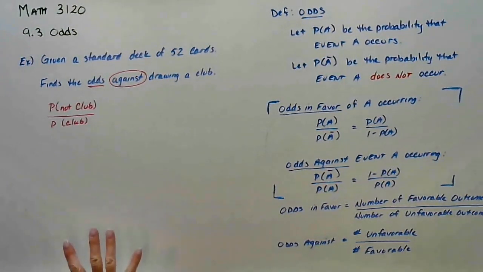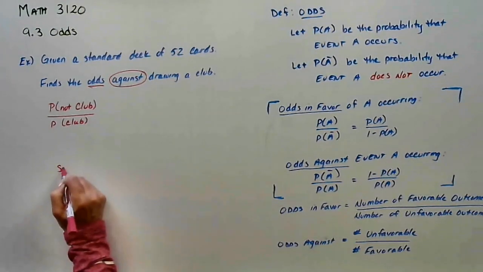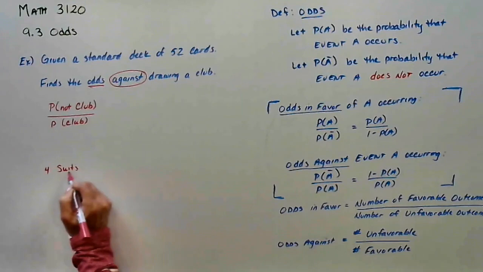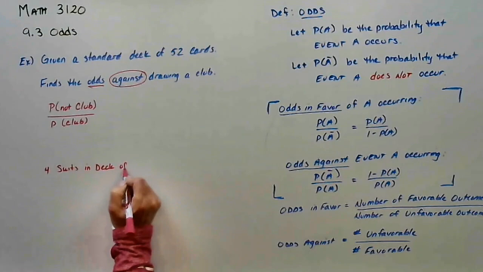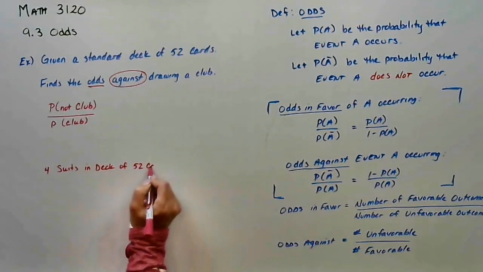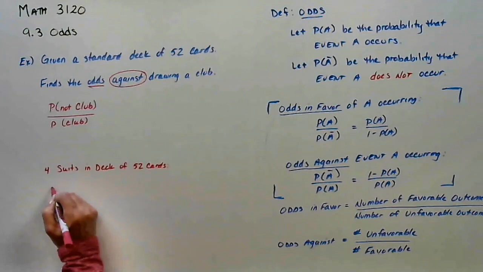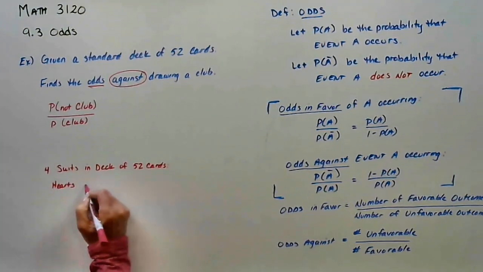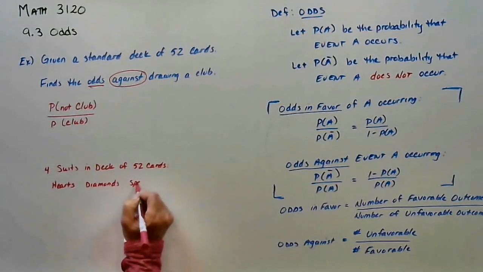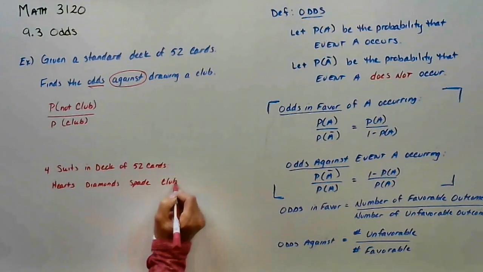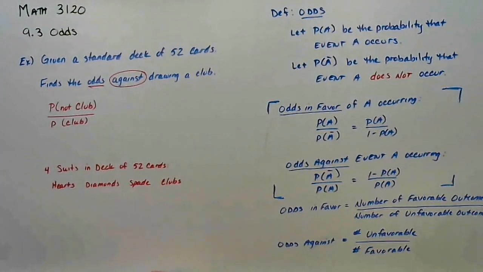Now remember, we said there's 4 suits. You may or may not need to write this down. 4 suits in a deck of cards. So just to help those that aren't familiar, we have hearts, diamonds, spades, and clubs. And remember, we have 13 of each of those. We have the ace through 10, and then we have a jack, king, queen, the 3 face cards for each of these. So that's how we get our 52 cards.